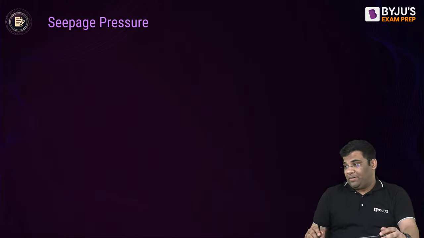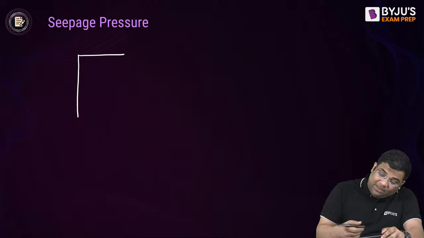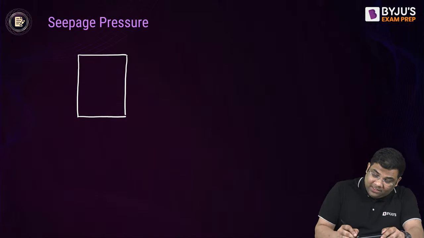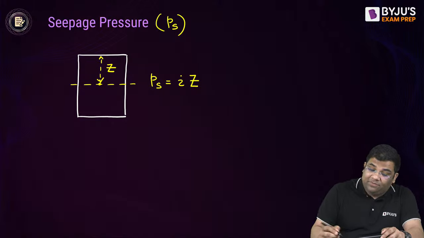Next thing is seepage pressure. How to find out seepage pressure? That is very easy. First of all, there are two types of seepage: upward seepage and downward seepage. Now whatever the seepage is, if I am trying to find out the seepage pressure at a particular depth Z from the top of soil, the seepage pressure, suppose I call this Ps, is nothing but i, the hydraulic gradient, times this depth Z, times gamma w.